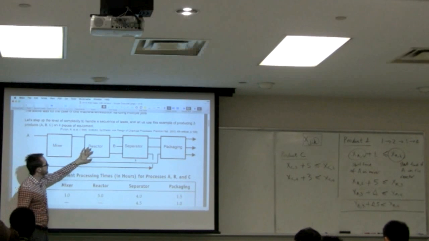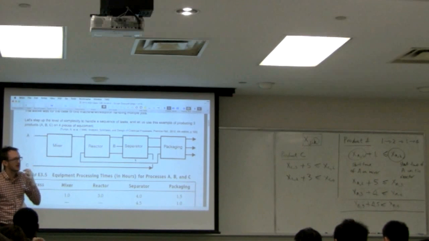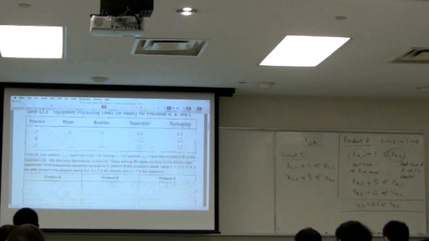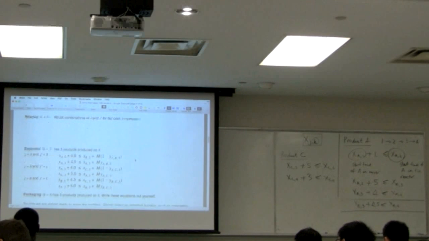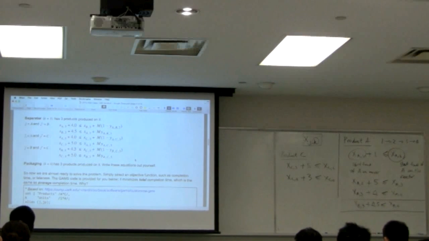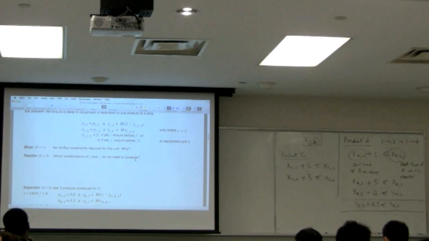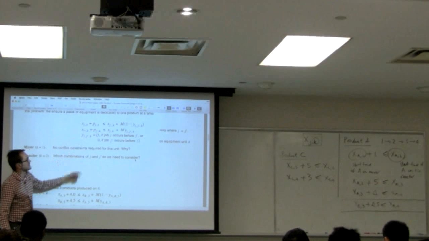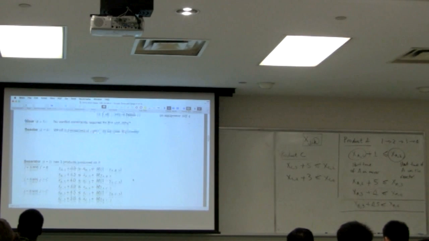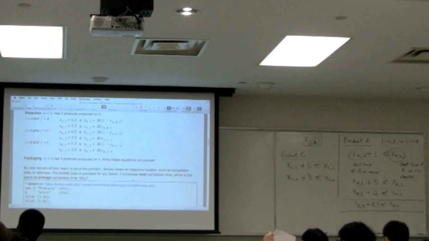The reactor only competes for product A and for product C. The separator and the packaging line compete for all three products. So what I've done there for you is written out those constraints for the separator. That's the worst case situation. It looks more messy than it is. It's just a straightforward use of these equations, substituting in the correct values for J, J prime, and K. So not too much there, the same principle as what we saw before.